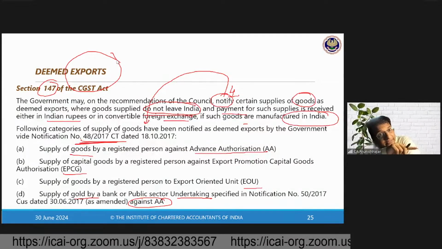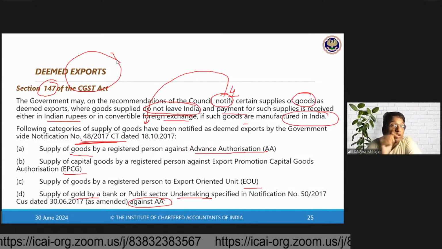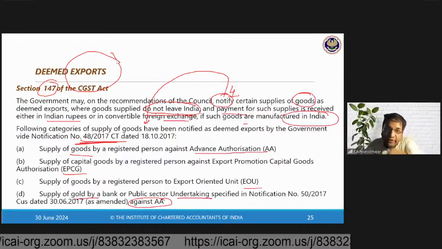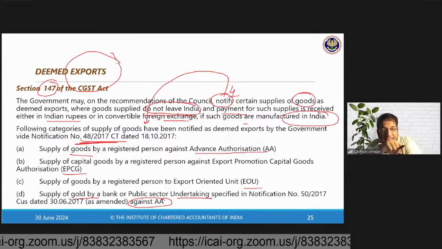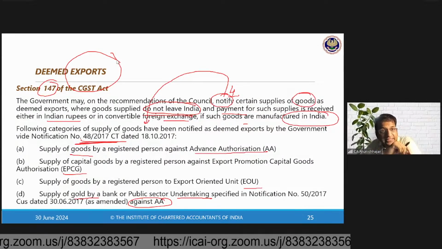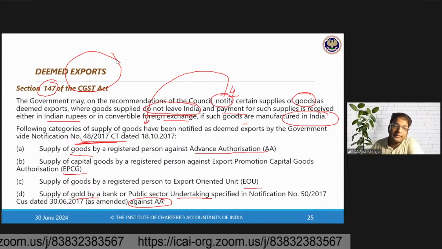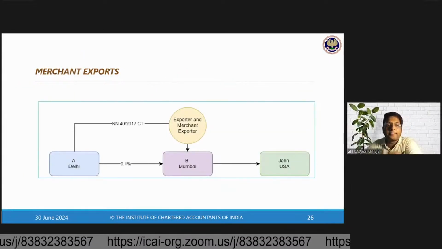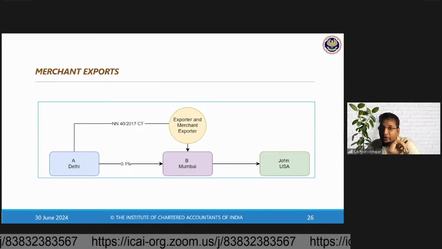So it appears that the goods are leaving out of India or goods are being given to out of India. No, it is given to the advance authorization, to the EOU, against EPCG license, etc. These are the licenses which are being issued by the DGFT, Director General of Foreign Trade. Then what is the merchant export? Try to understand this chart.